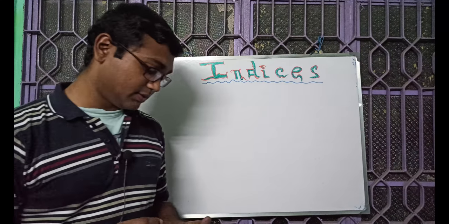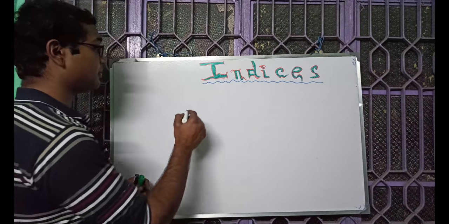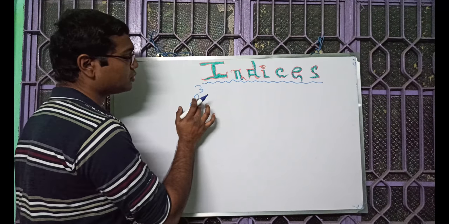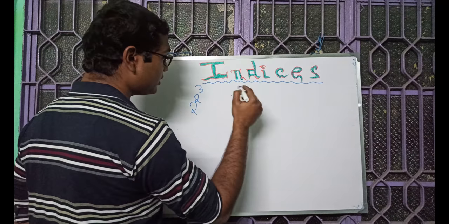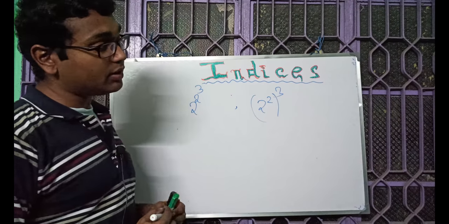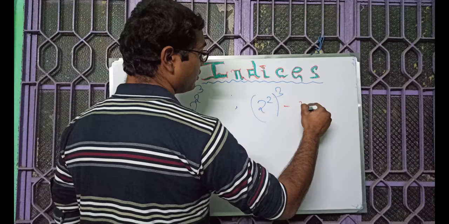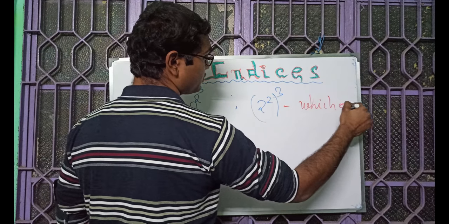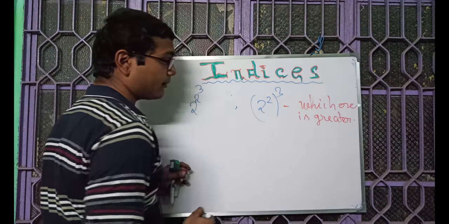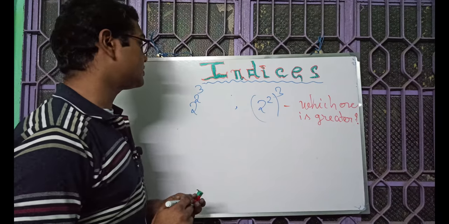There is a question. They are saying, which one is greater? 2 to the power 2 to the power 2 square whole cube, 2 to the power 2 to the power 3, and another number 2 to the power 2 whole cube, or 2 square then whole cube. Which one is greater? They are asking. By the way, this is problem number 3 in all indices.